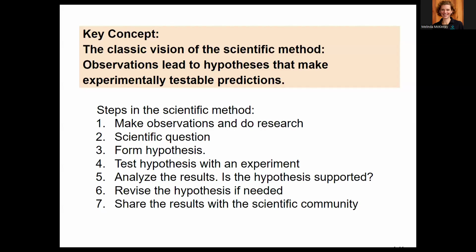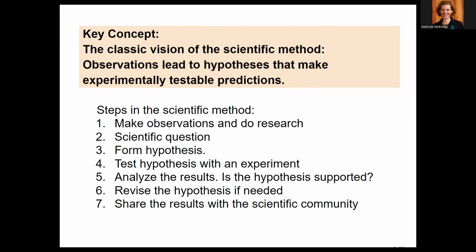This key concept from chapter 1 is the classic vision of the scientific method, that observations lead to hypotheses that make experimentally testable predictions. So the scientific method can be formulated many different ways. The way in our book that we're going to learn is the steps that follow.